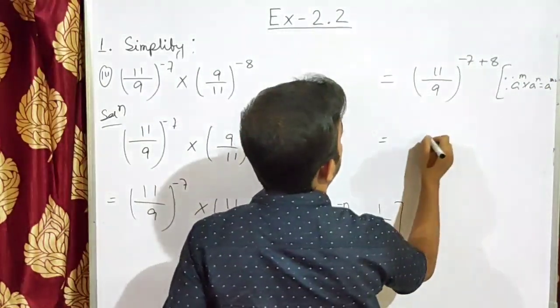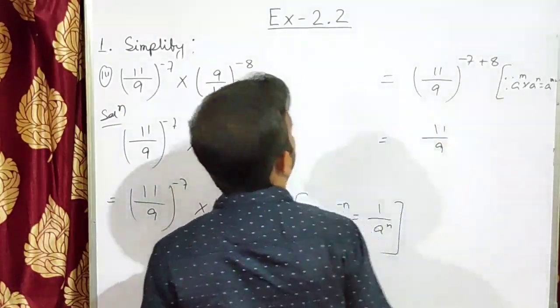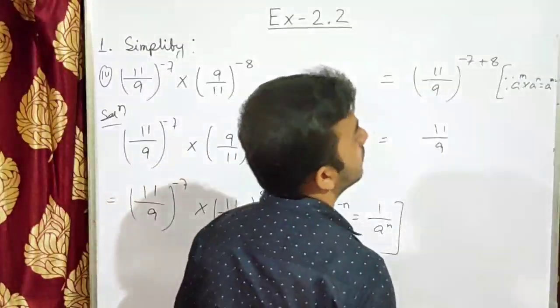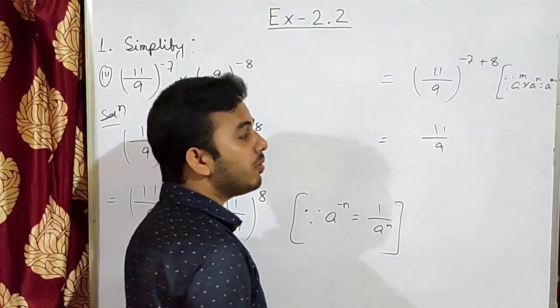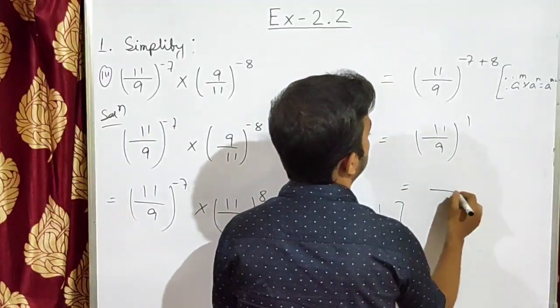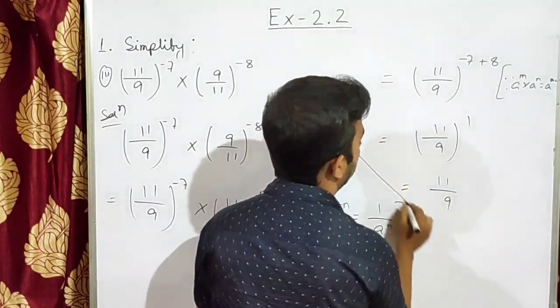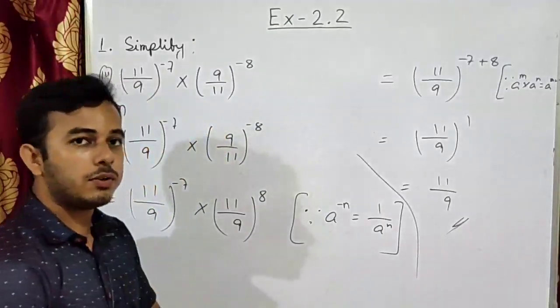Okay. So now 11 by 9 to the power minus 7, minus plus is what? Minus. Now 8 minus 7 is what? 8 minus 7 is 1, and the sign will be of the greater number, so it will be the power 1. So it is 11 by 9. Clear? I hope this is clear to you.